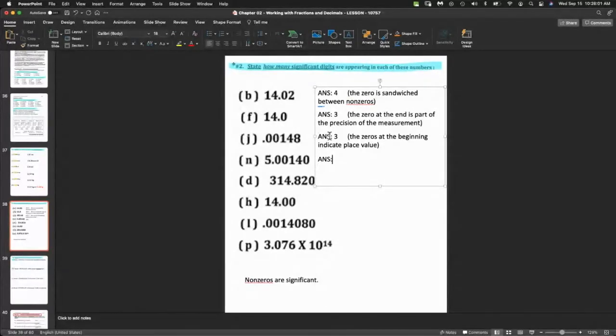How about this one? Jacob. Nice. 5. So I know the word sandwich is not professional, but I'll just say the sandwiched zeros are significant. Oh, it's 6. My apologies. It is 6. I didn't see the decimal there. Sorry, Nikolaos. My bad. I didn't see the decimal place here.